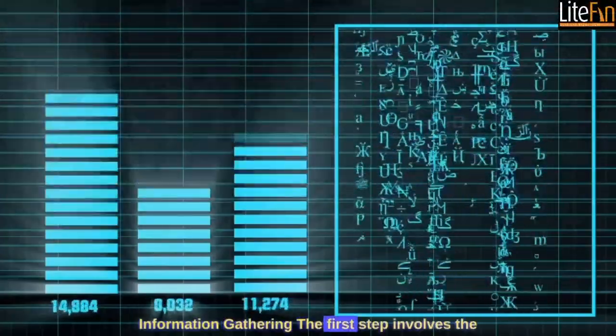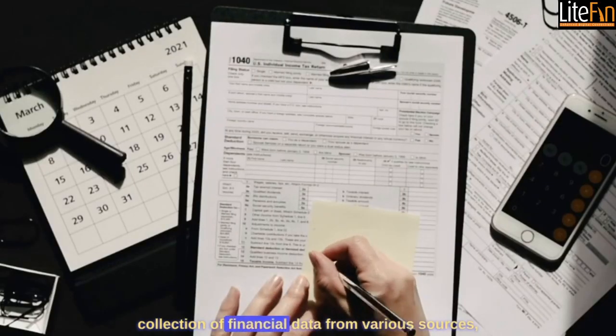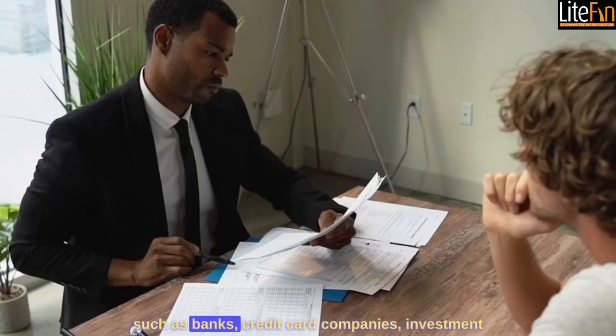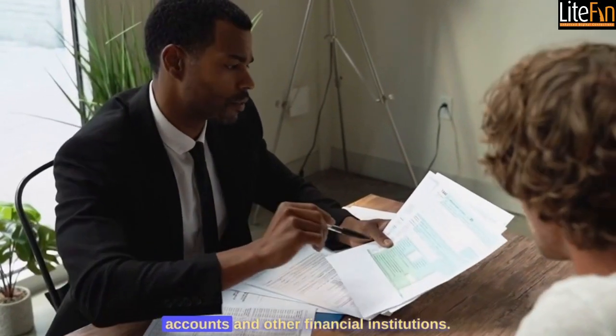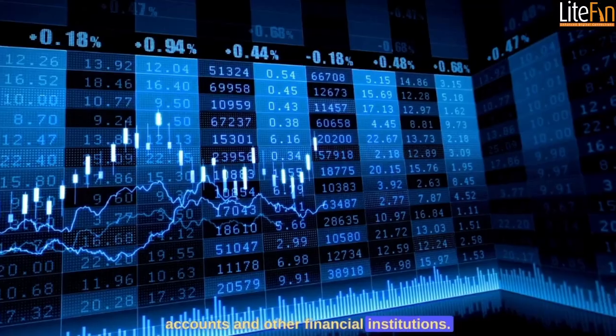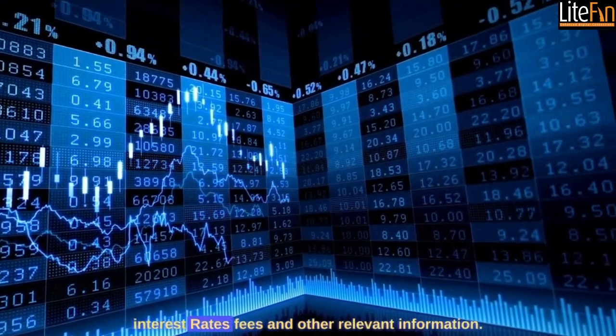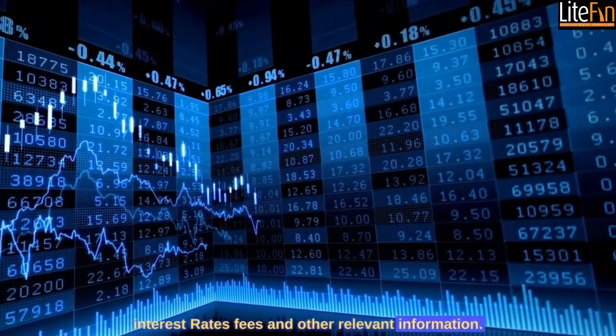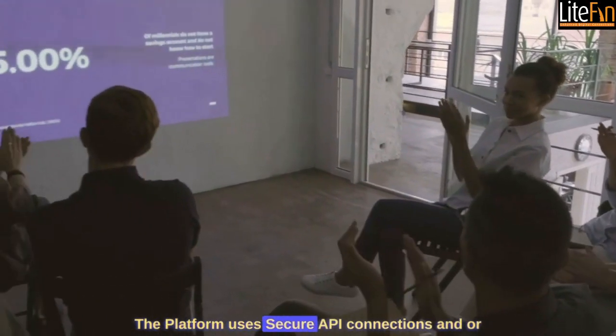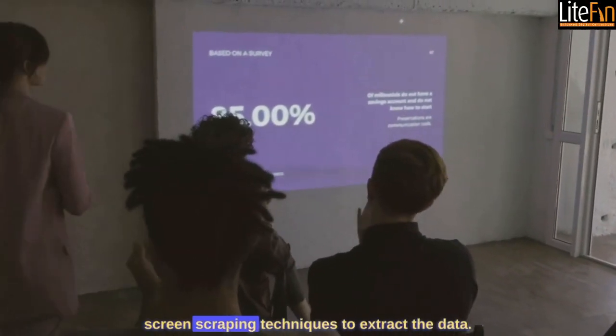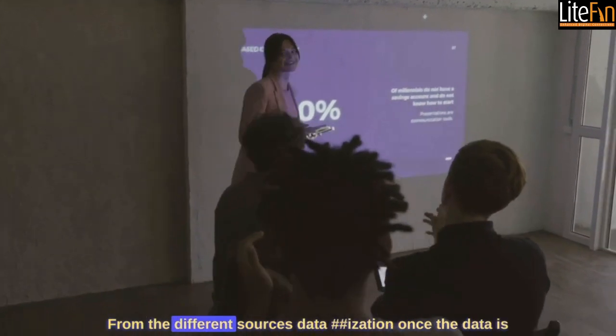Information gathering. The first step involves the collection of financial data from various sources such as banks, credit card companies, investment accounts, and other financial institutions. This data can include transaction details, balances, interest rates, fees, and other relevant information. The platform uses secure API connections and/or screen scraping techniques to extract the data from the different sources.